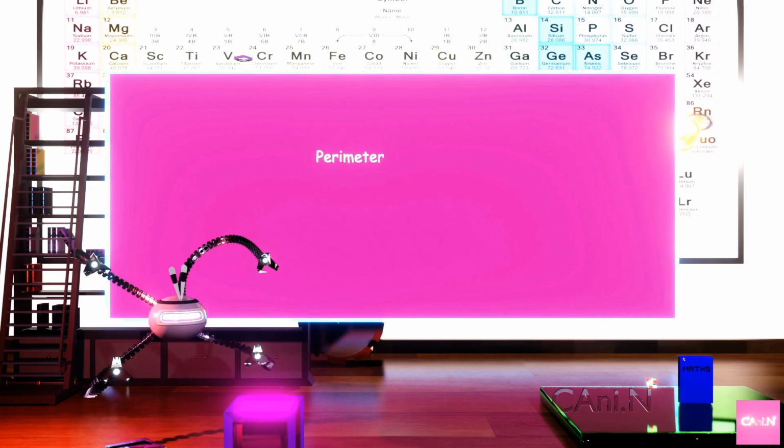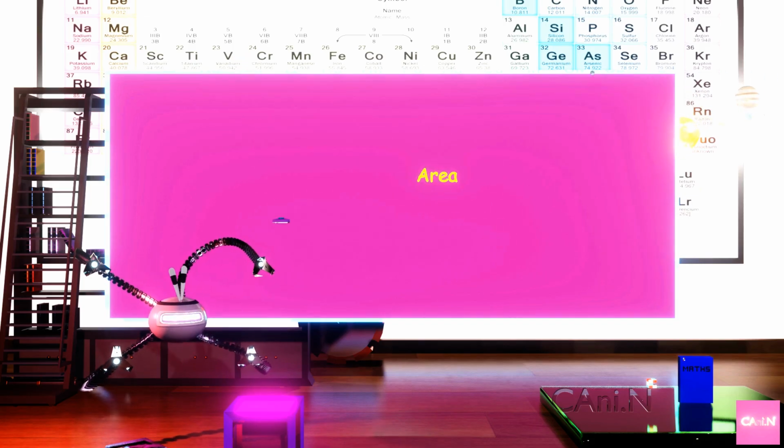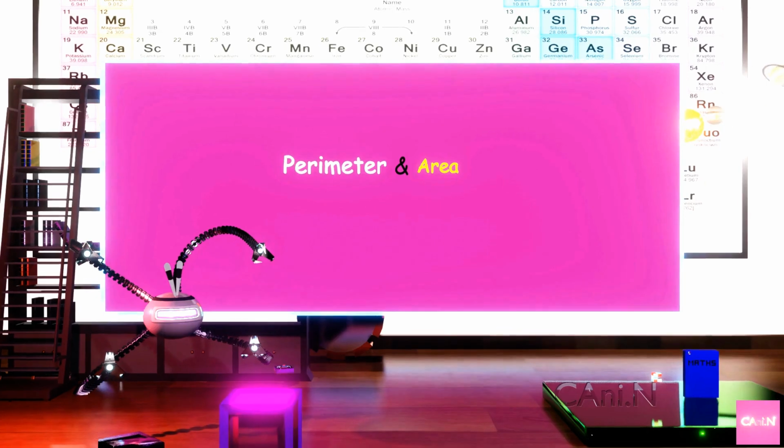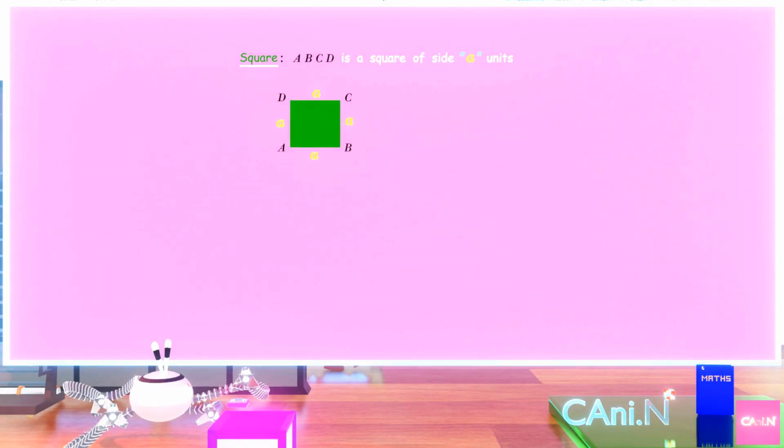Today our topic is perimeter and area. First is square. Here, ABCD is a square of side A units. We know perimeter of square equals 4A, and area of square equals A square.